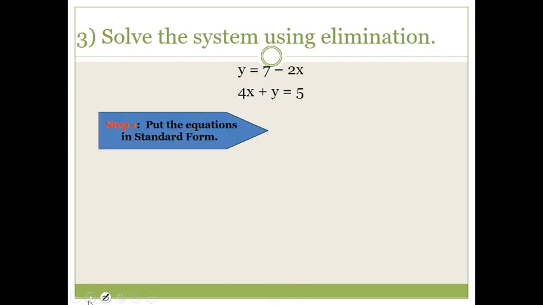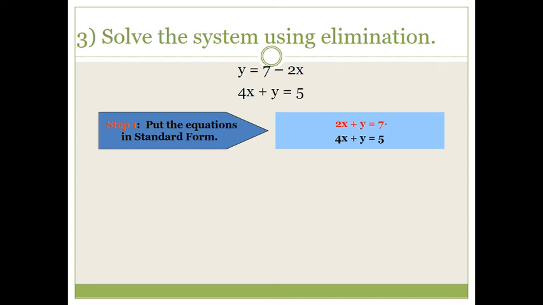So now let's solve this system using elimination. So in this case I have the equation y equals 7 minus 2x, and I have that 4x plus y equals 5. The first step is always to put the equations into standard form. So I notice that the top equation here, our first equation, isn't in standard form, right? It's in slope-intercept form. All right, so this might be a good candidate. If I was going to solve this system, I might use substitution. But let's go ahead and solve it with elimination. All right, so that requires first putting the top equation into standard form.